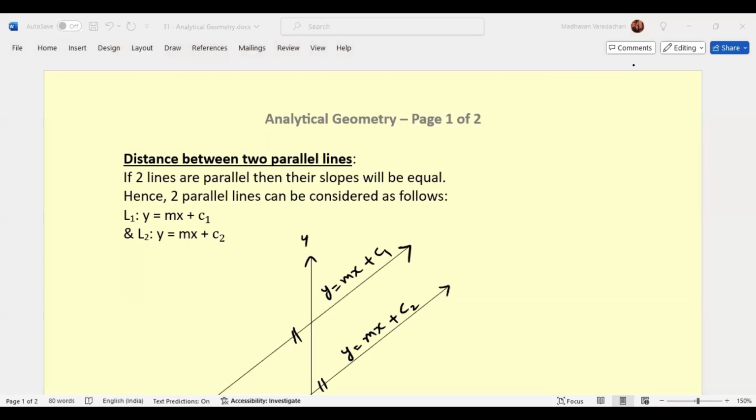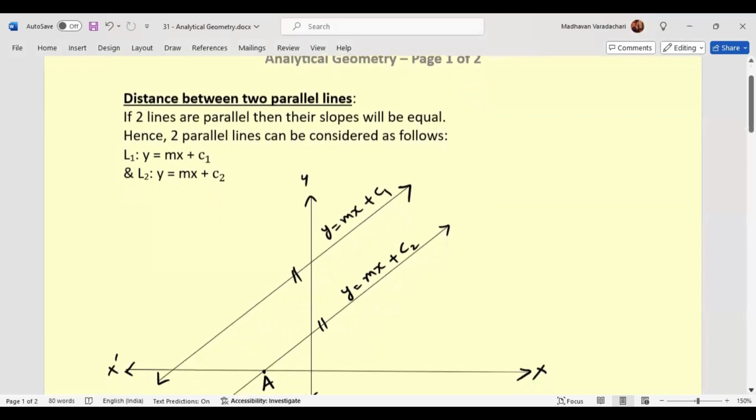Hello everyone. In continuation to the topic analytical geometry, now we will understand about the distance between two parallel lines. If two lines are parallel, then we know that their slopes will be equal. Hence, we can represent two parallel lines as L1, y is equal to mx plus c1, and L2, y is equal to mx plus c2. Means slope is same, only the y-intercept will vary. And in a graph, we can represent it like this.